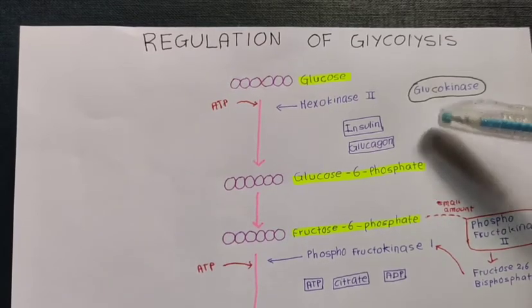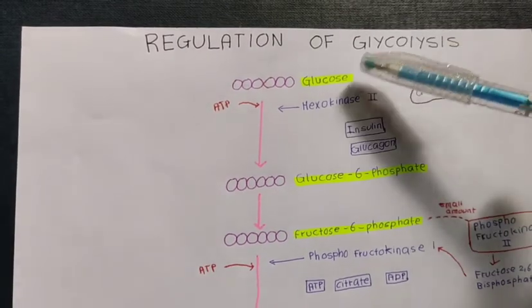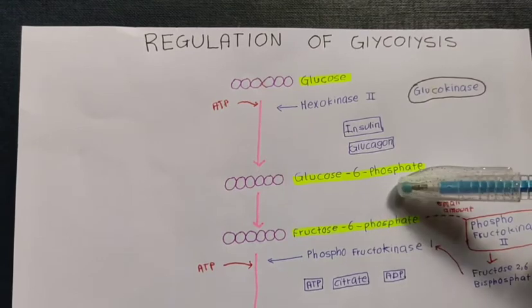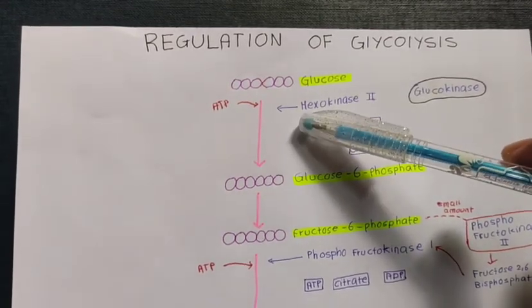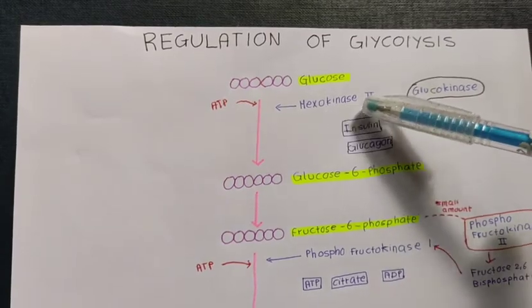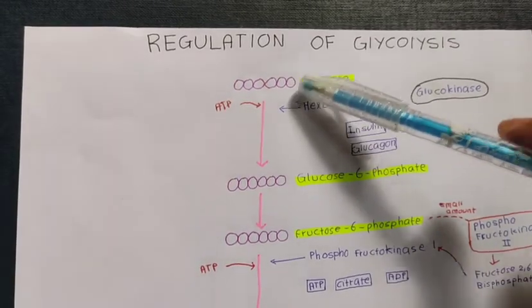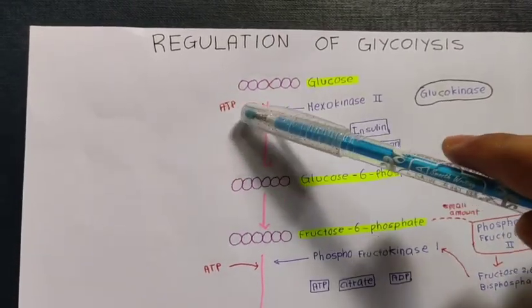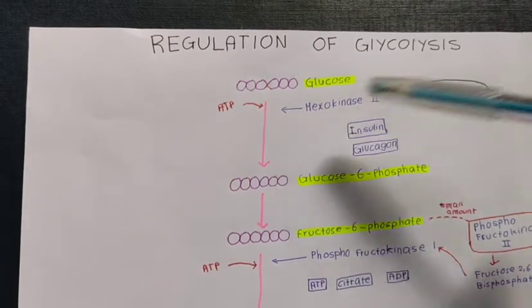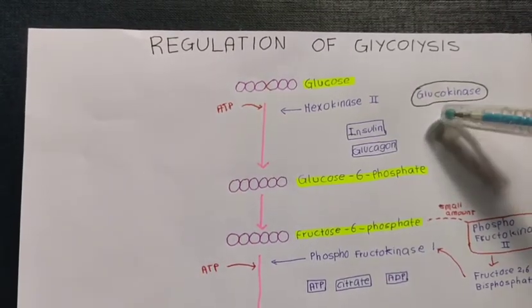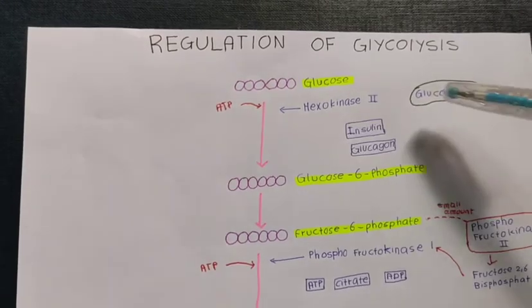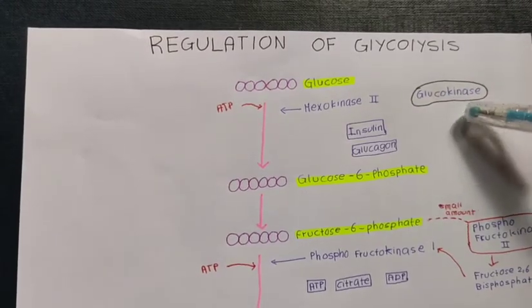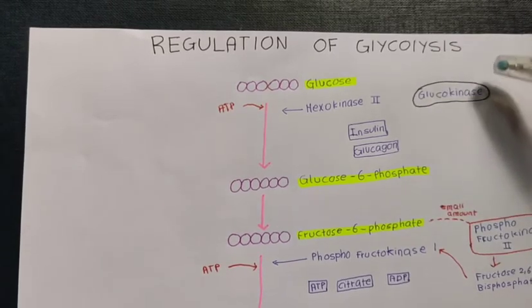So we start at this process first. When glucose was converted into glucose-6-phosphate, the enzyme involved in this process is hexokinase 2. At this process also the ATP was added. Then another enzyme that can be used in this process is glucokinase, but this enzyme is in the liver.